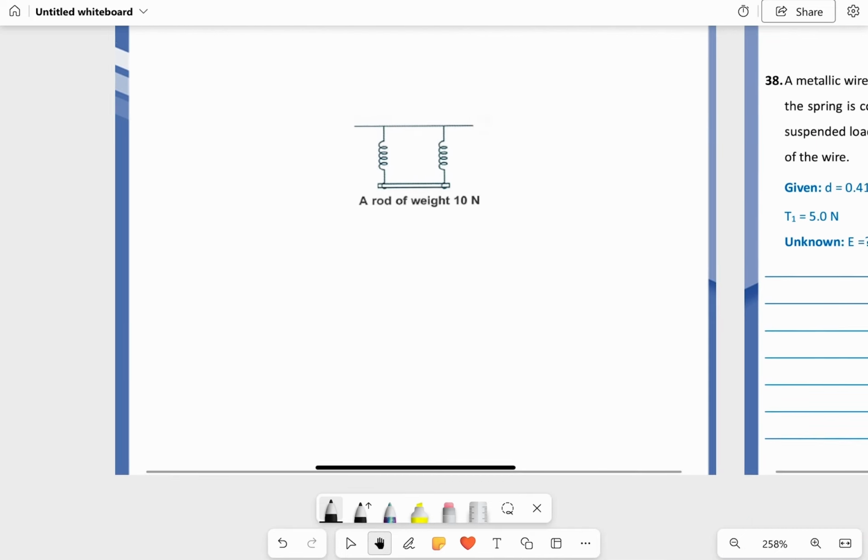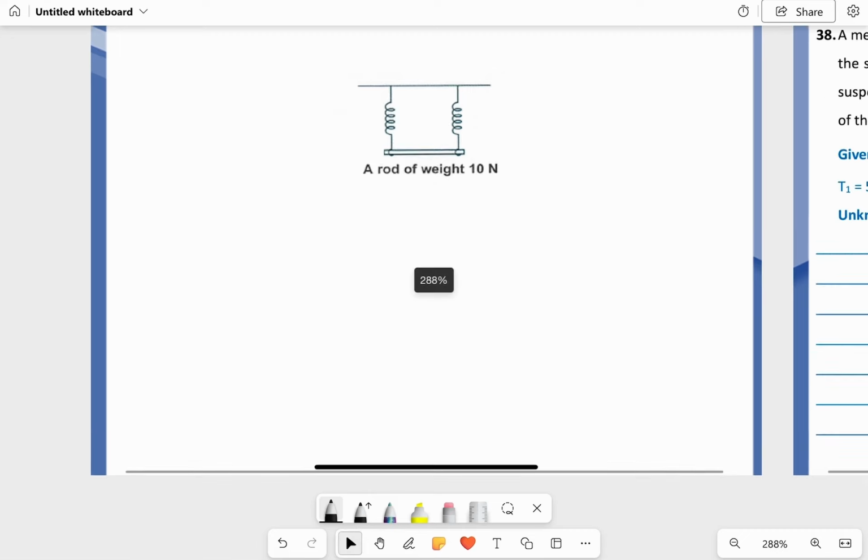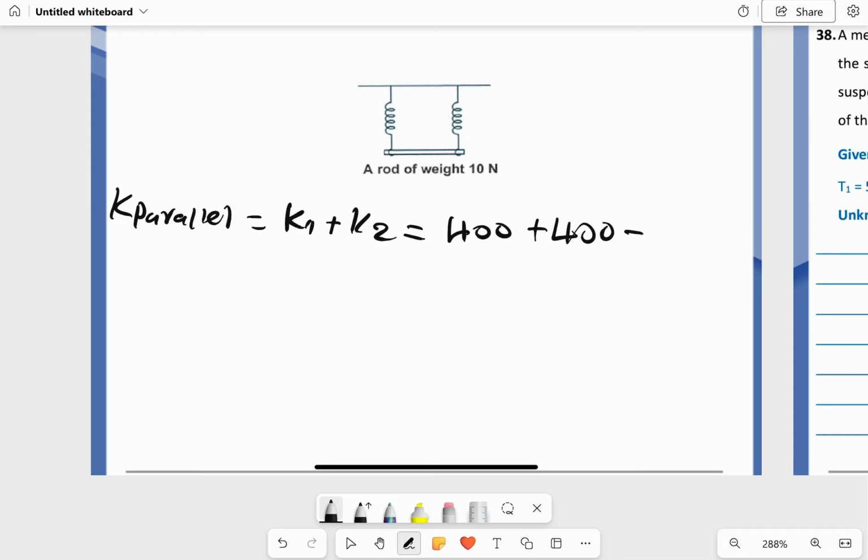The second one is connected in parallel. The springs are connected in parallel. So this time, because they are connected in parallel, the spring constant K parallel will be K1 plus K2. We have 400 plus 400, which is equal to 800 Newton per meter.